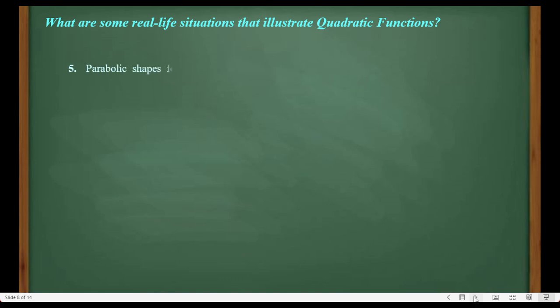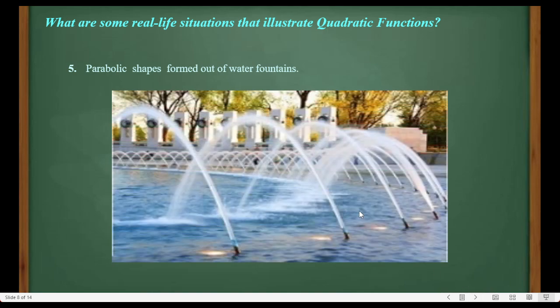This one, the parabolic shape formed out of water fountains. So yung lumalabas mula sa tubo na to, na tubig, it forms a U-shape. It creates a U-shape formation. So parabolic yung hugis niya, no? Ayan. The parabolic shape of water formed out of this one, yung fountain, no?